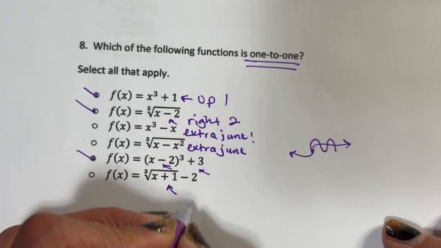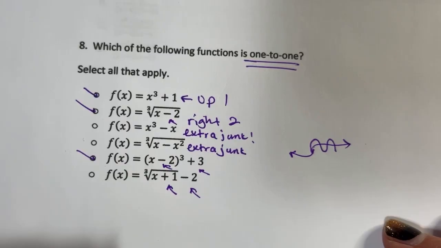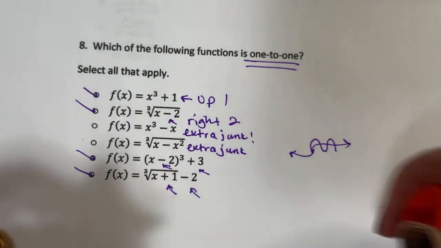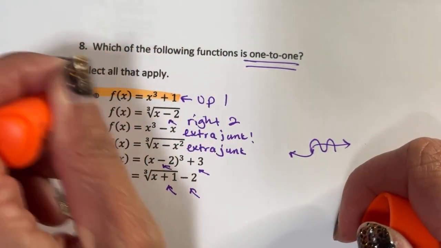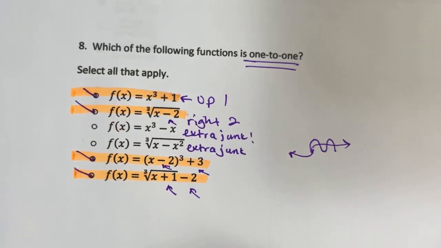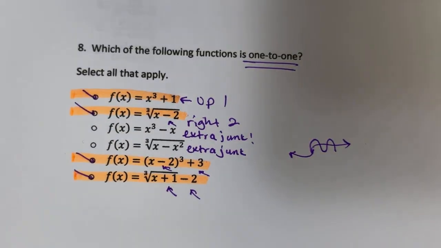And then this one is to the left 1 and down 2, another shift of the parent function, so that one is 1 to 1. All right, and so I would highlight each of these. I mean, that's what I prefer, but if you don't have a highlighter nearby or handy, then just make sure that you clearly mark which ones you think are the answer.